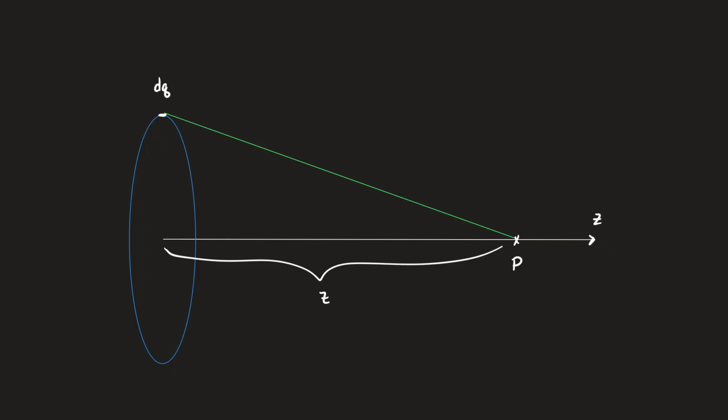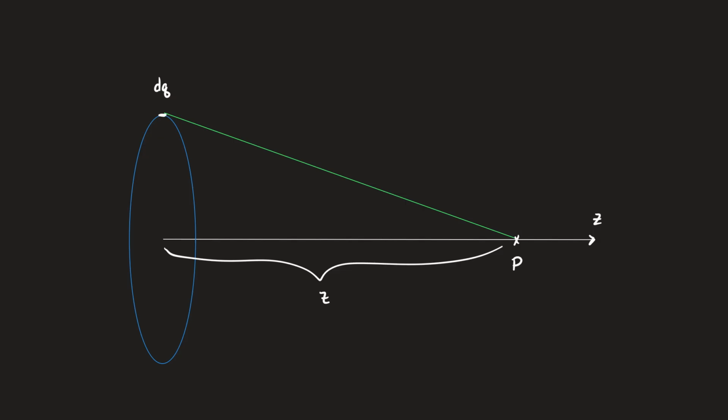All right. Now, let's make the piece right here on the top for our analysis. This is our dq. That suggests that we are interested in, say, the electric field over here at point P, a distance z from the center of the circle. This is all the setup we talked about before.